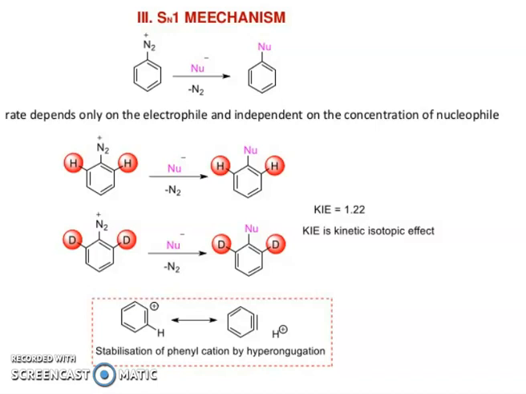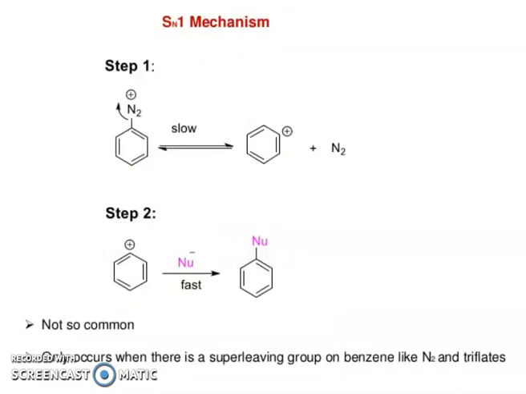Now, SN1 mechanism. You can see benzene diazonium chloride with nucleophile, formation of the products. The rate depends only on the electrophile and is independent of the concentration of nucleophile. Now you can see the positions of hydrogen. You have to change hydrogen with deuterium. KIE 1.22, KIE is kinetic isotope effect. So stabilization of phenyl cation by hyperconjugation. Now SN1 mechanism, you can see step 1, removing N2 plus formation of phenyl cation, and then the second step formation. Not so common, only occurs when there is a super leaving group like N2 and triflates.